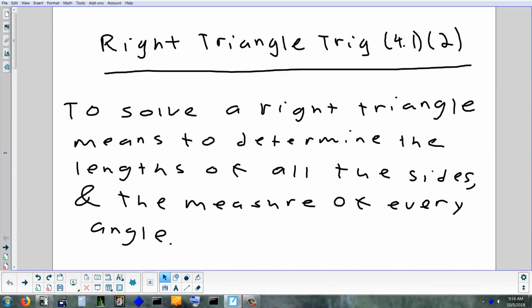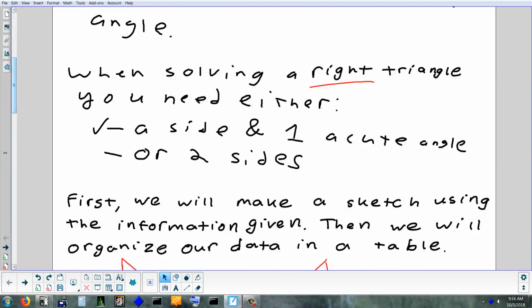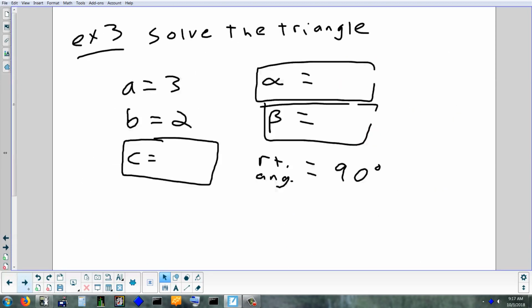Okay, so both of the problems that I started you off with were this type. I gave you a side and I gave you an angle. Have we used any inverse trig yet? No. So you never have to use inverse trig if they give you a side and an angle. Let's look at the two-side case.